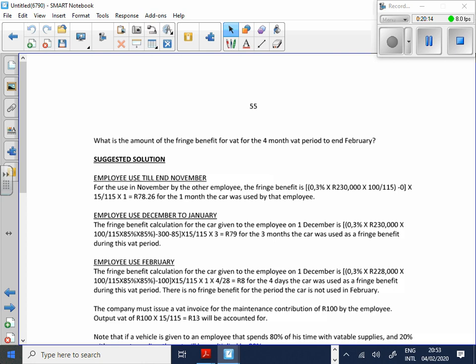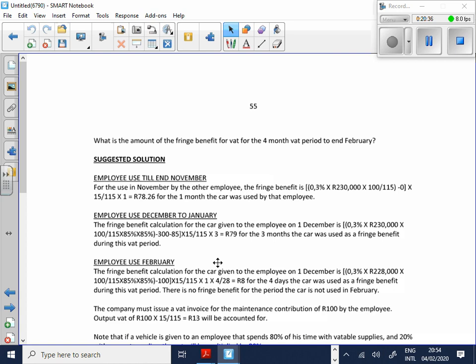Minus 85. Okay? Guys, can you see where the bracket is? You've got to do everything in the bracket first before you times by 15 over 115 and times by 3. Are you guys comfortable with that? Just notice where the bracket is. The other thing is it was given to him 2 years down the line.